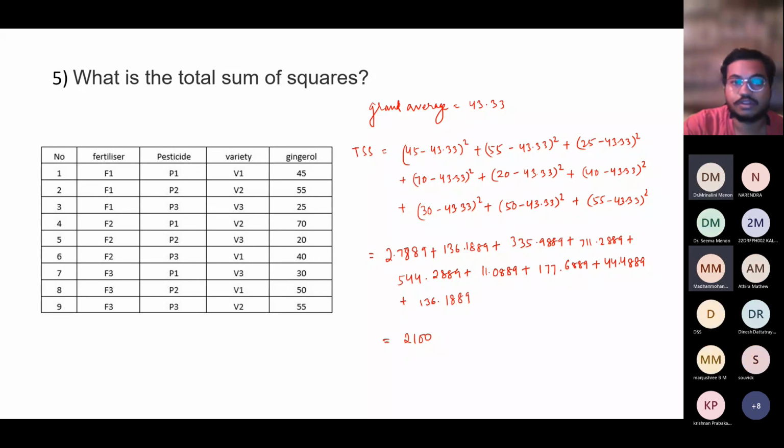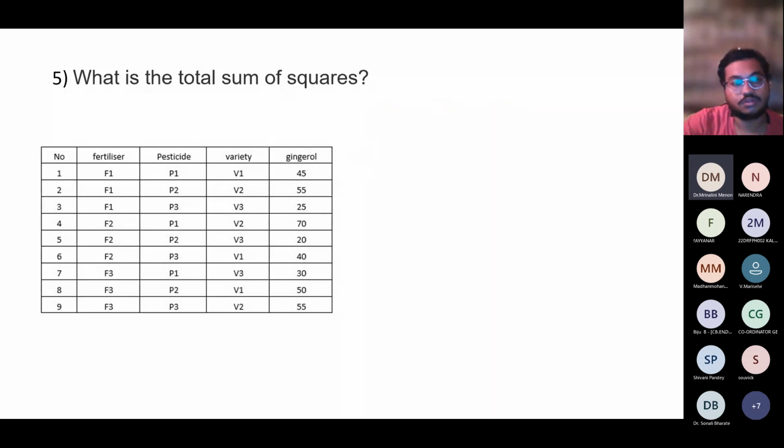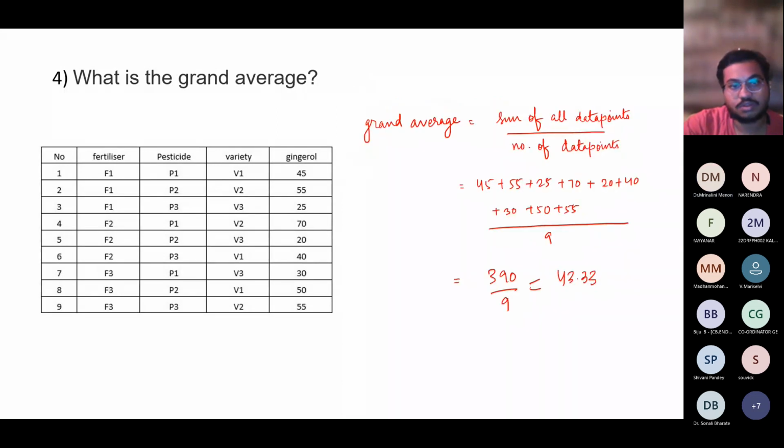Yes. Could you just repeat question 4? I'm not getting it. Okay, yeah. Question 4, some connectivity problem, I think. Yeah. So of all the points you said, all the 9 data points? Yeah, all the 9 data points.